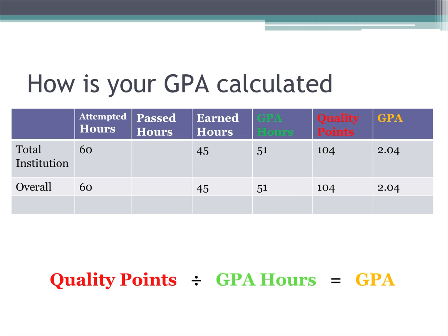So let's look at this screen again. For calculating your GPA, let's focus on the last 3 columns. As I said before, the last column shows your grade point average, which is your total quality points divided by your GPA hours. Once again, your quality points divided by your GPA hours equal your GPA. Take a few minutes to find these columns on your transcript. Then, make the calculations to be sure you understand how calculating your GPA works. Pause the podcast if you need to, and then rejoin me.